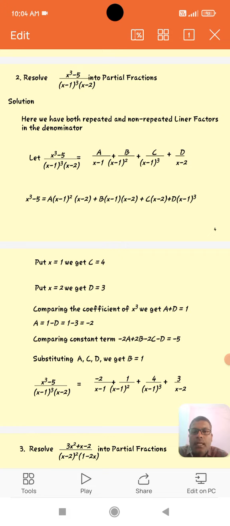Let (x³ − 5) divided by (x − 1)³(x − 2) be equal to: here we write A by (x − 1), one time, plus B by (x − 1)², 2 times, plus C divided by (x − 1)³, 3 times. So x − 1 is repeated 3 times, so we have to write 3 constant terms, that is A by (x − 1) plus B by (x − 1)² plus C by (x − 1)³.